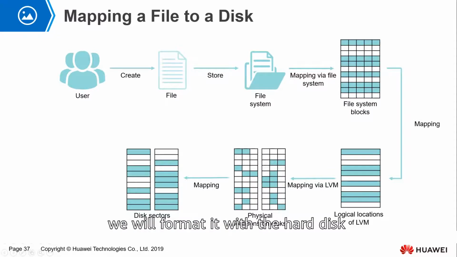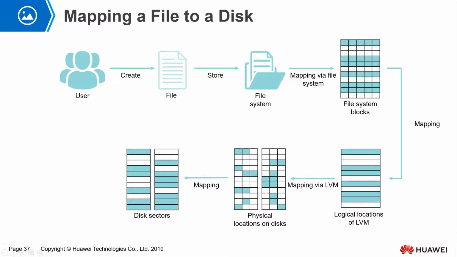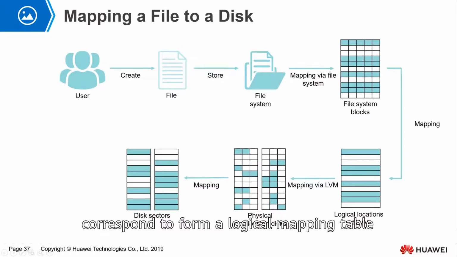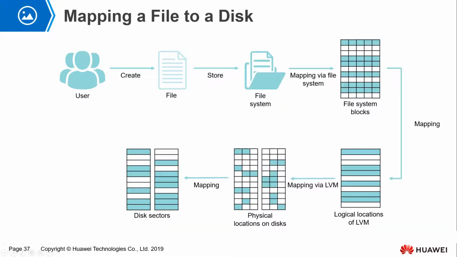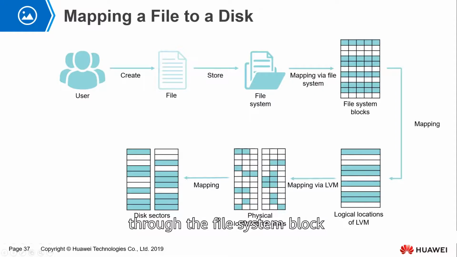We will format it with the hard disk. What does formatting do? It is the process of forming a file system block. The file system block and the LVM logical area correspond to form a logical mapping table. Each time I create a file, this file is stored on the file system, and then the logical area of the LVM is formed through the file system block.